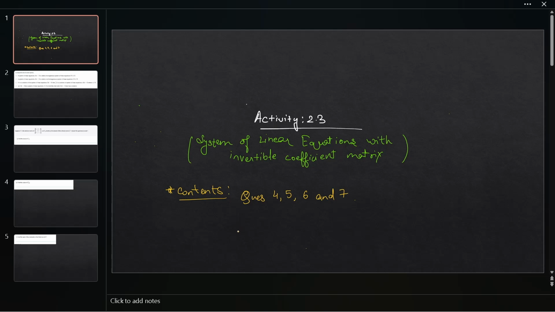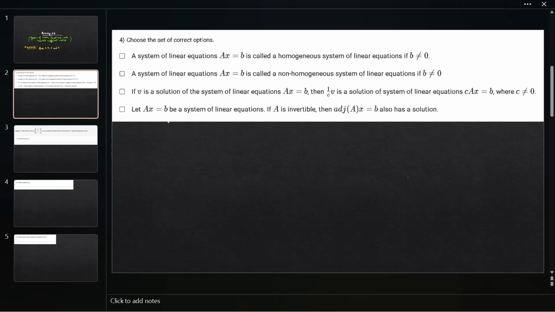In this video, we'll be discussing question 4, 5, 6 and 7 of activity 2.3. So let's get started. Here in question number 4, the first two options talk about the homogeneous and the non-homogeneous system of linear equations.